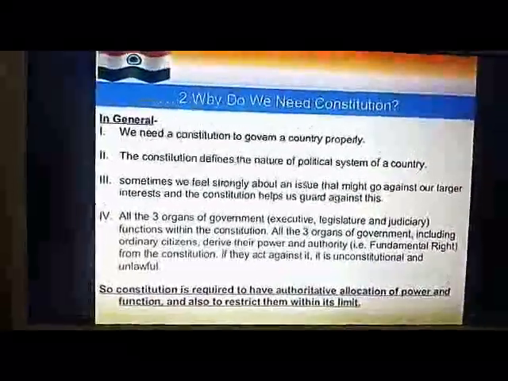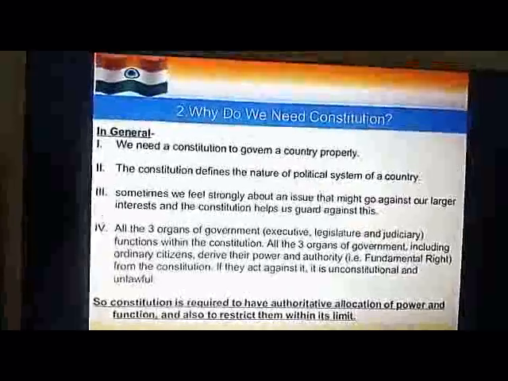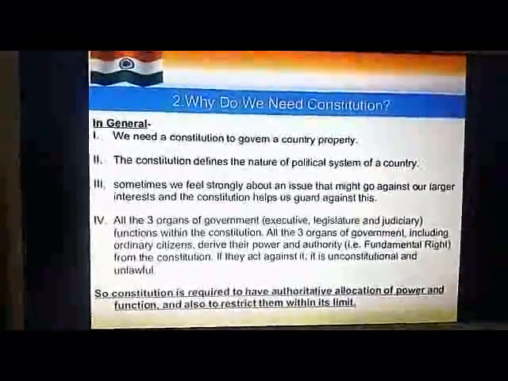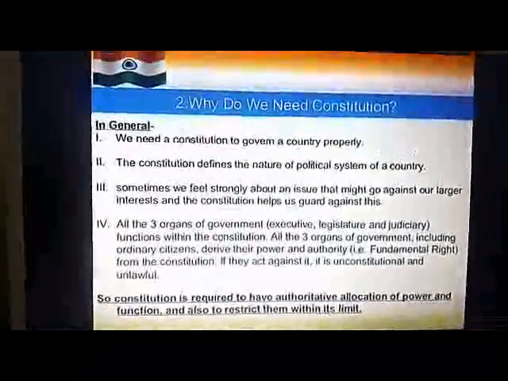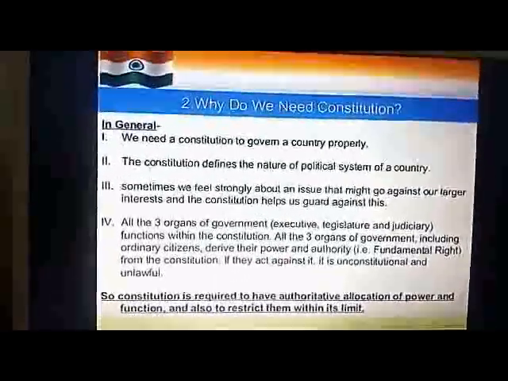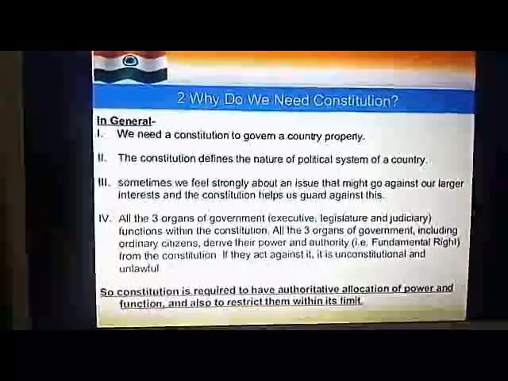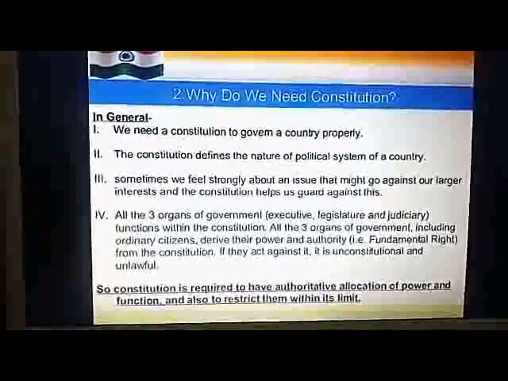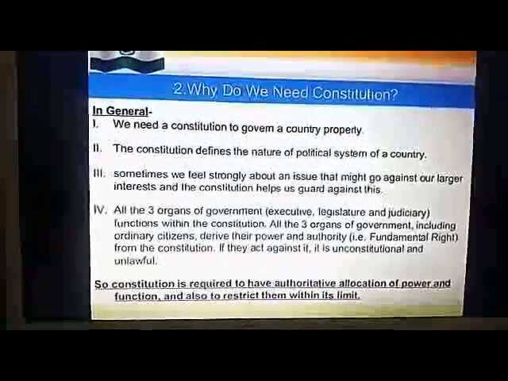So this is the brief summary of the chapter. I hope you people understand this. Your homework for today is just go through the whole slides, the whole of the PPT, and try to learn all the characteristics of the constitution.